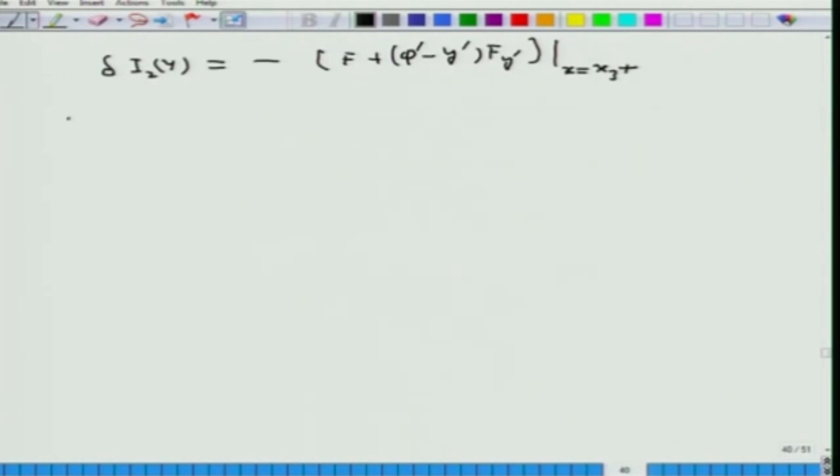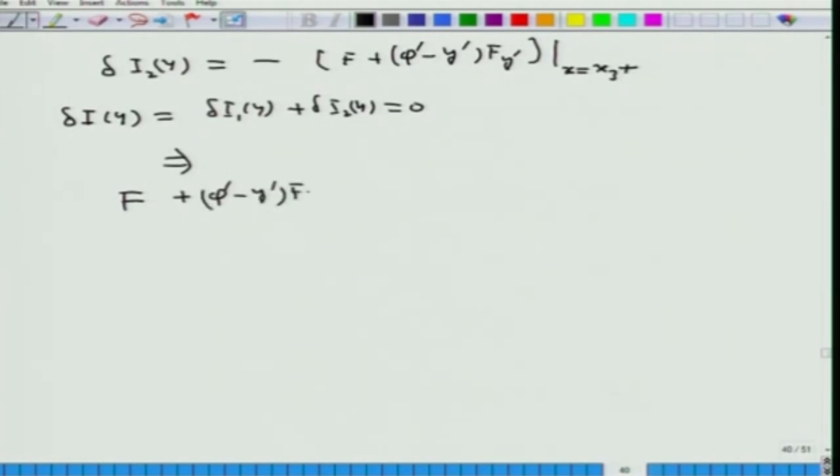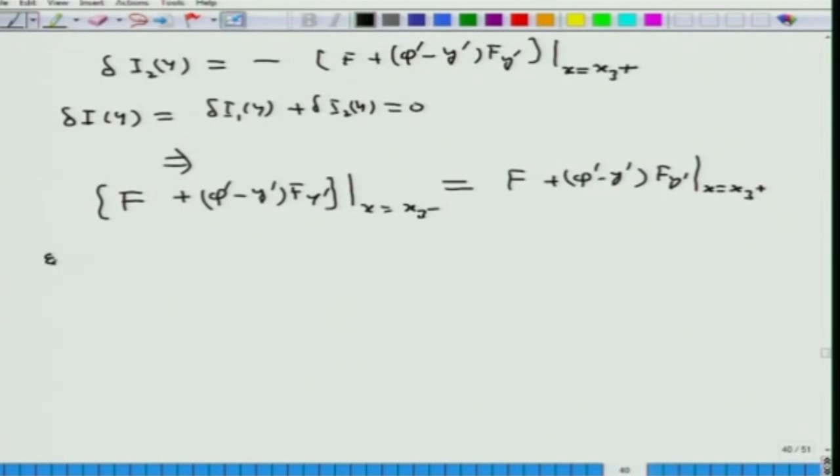And so, the condition is that delta I y equal to 0 means delta I 1 y plus delta I 2 y equal to 0, which gives us the condition that (f plus phi prime minus y prime f y prime) evaluated at x equal to x 3 minus must be equal to the whole thing (f plus phi prime minus y prime f y prime) evaluated at x equal to x 3 plus. So, this is the condition we get here. Now, let us see this example.